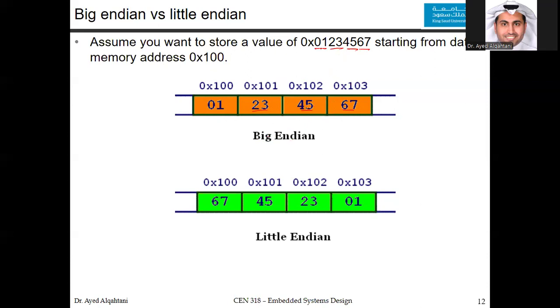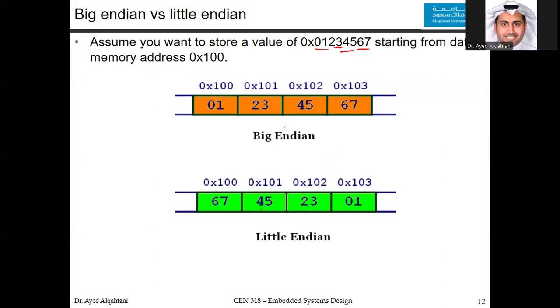We start from the most significant byte first. And in little endian, we start from the least significant byte first. So you have 6 and 7 first here, and then followed by 4, 5, followed by 3 and 2, followed by 1 and 0. And we call this little endian.